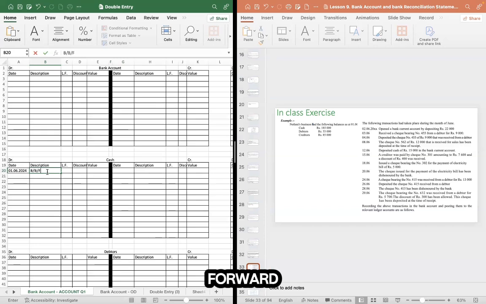Balance brought forward amount is 1,85,000. And what about debtors? Debtors, is it a debit balance or credit balance? Quickly tell me without taking much time. Someone try it out, then I will tell the answer. Credit. No, it's not credit.